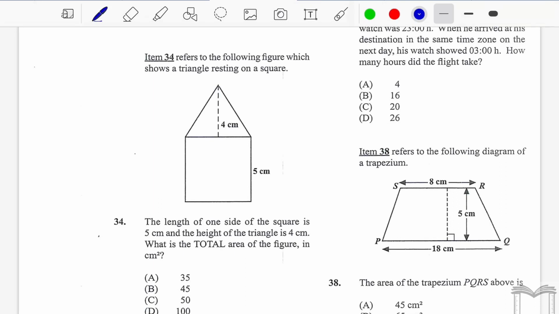Item 34 refers to the following figure, which shows a triangle resting on a square. The length of one side of the square is 5 centimeters and the height of the triangle is 4 centimeters. What is the total area of the figure in centimeters squared? So we will determine the area of the square and then the area of the triangle and then sum them.